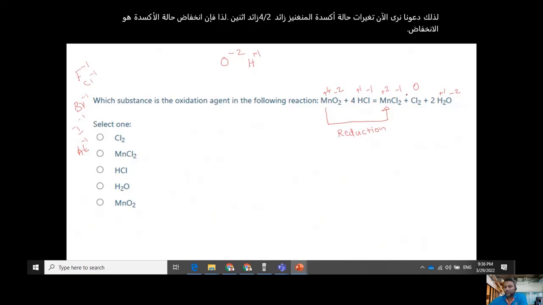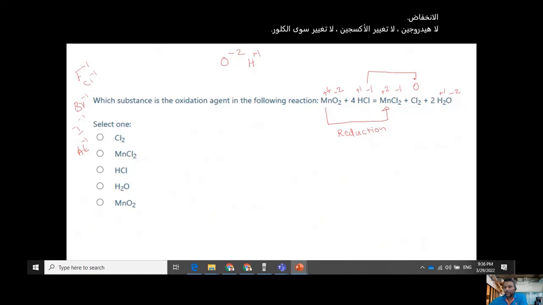Now hydrogen, no change. Oxygen, no change. But chlorine has changed from -1 to 0. Minus 1 to 0 is an increase. The oxidation number increased, so this is oxidation.